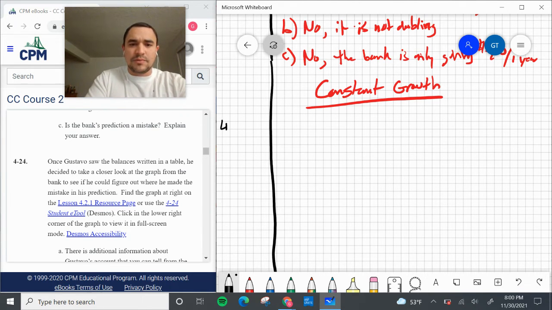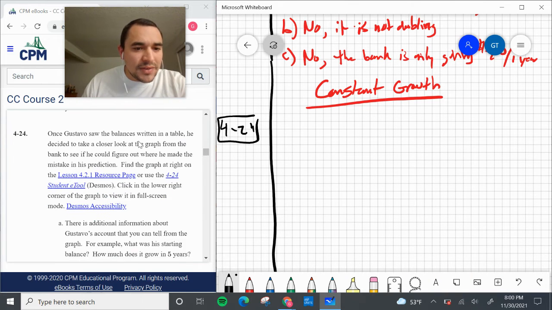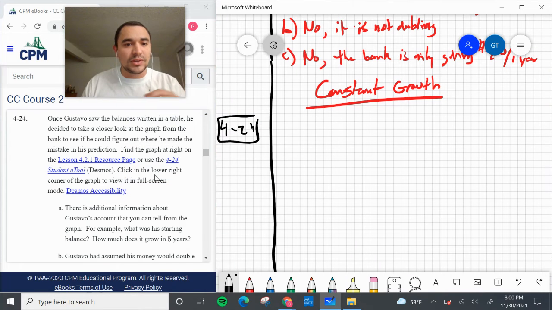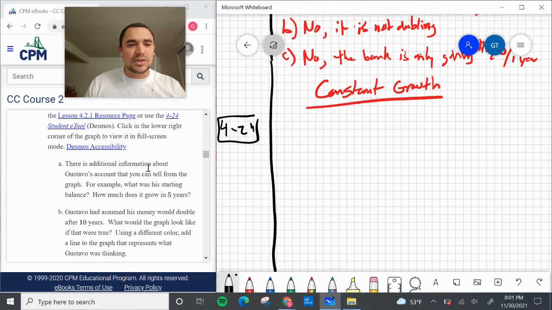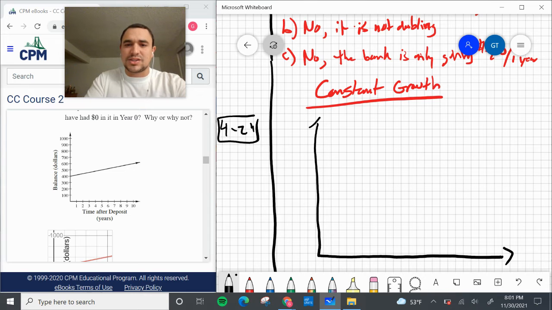All right, let's go down to the next question. And we have 424. Really trying to speed things up here. It is really dying. So we have Gustavo saw the balances on the written table. It's going to be on a graph. So we're going to take a look at this graph. We have this graph right here. I'm just going to make a nice little graph. We're just going to sketch this out.